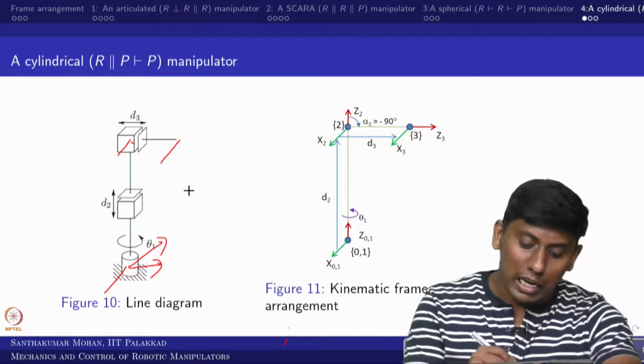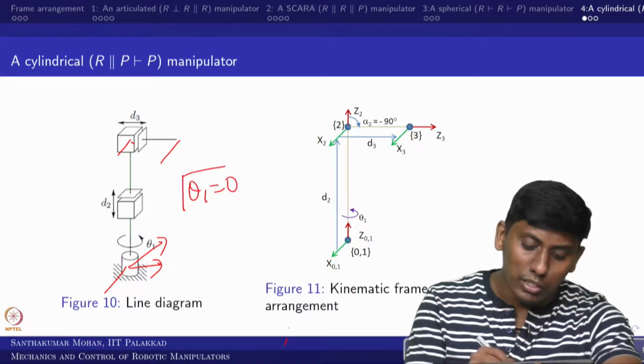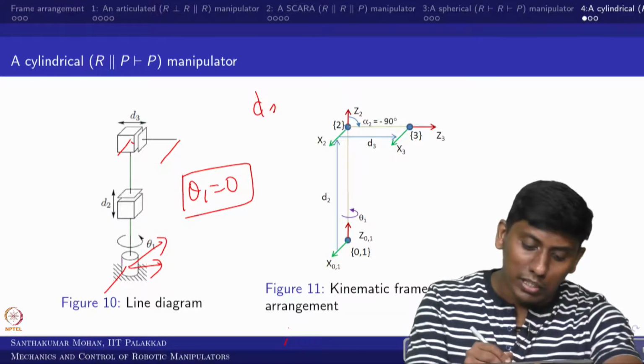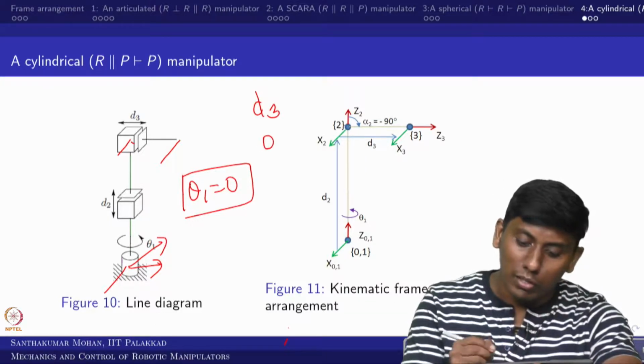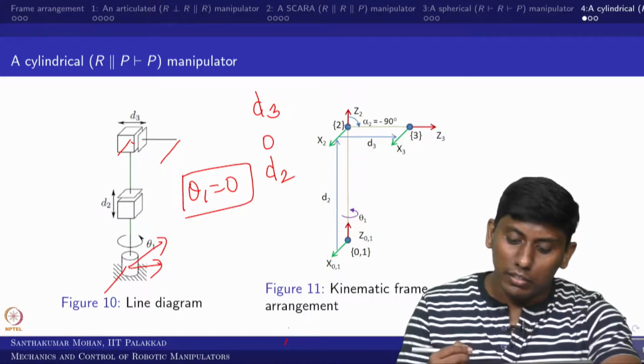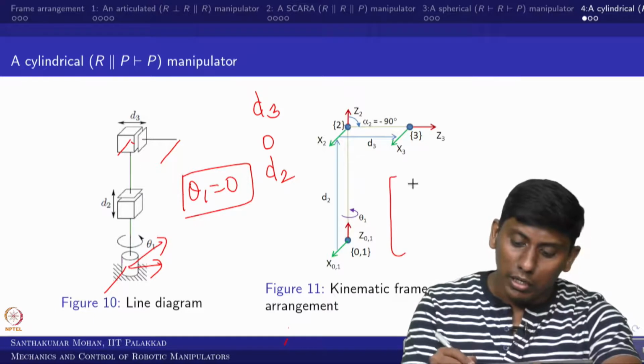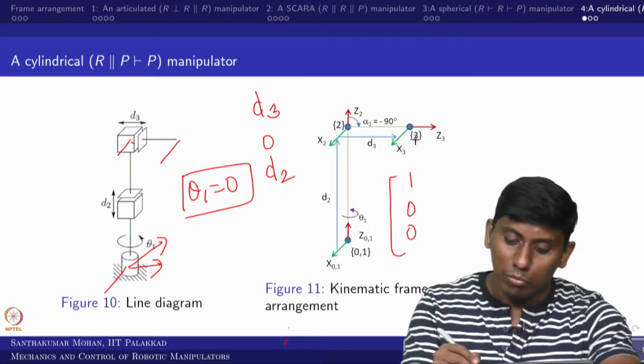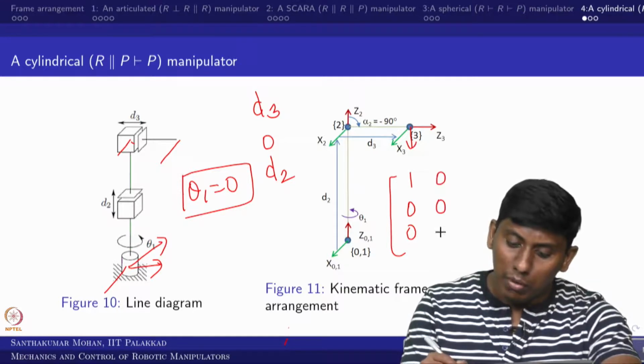So now what would be the standard? So theta 1 would be 0 at the home position. In that sense, the x axis displacement is d3, y axis displacement is 0, and z axis displacement is d2, right. And the orientation is what? So the orientation is 1 0 0, right. Then the second one would be 0 0 minus 1.